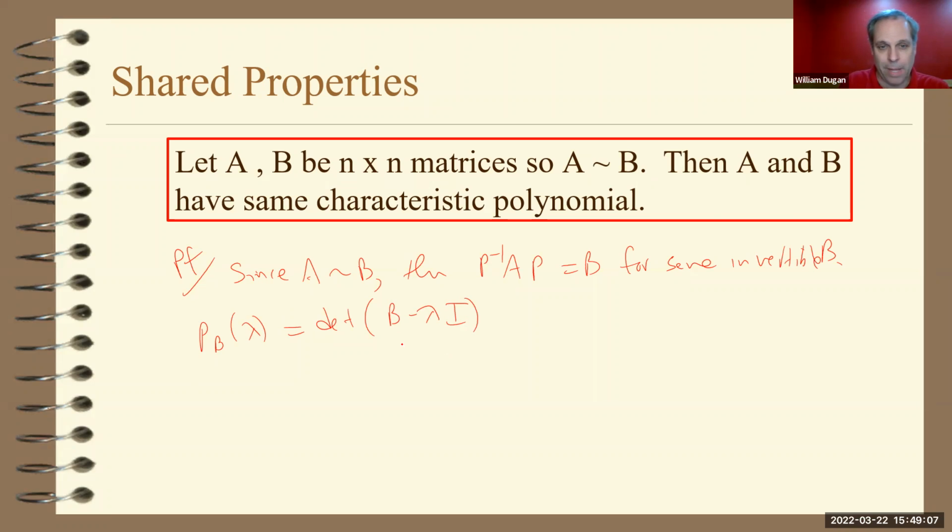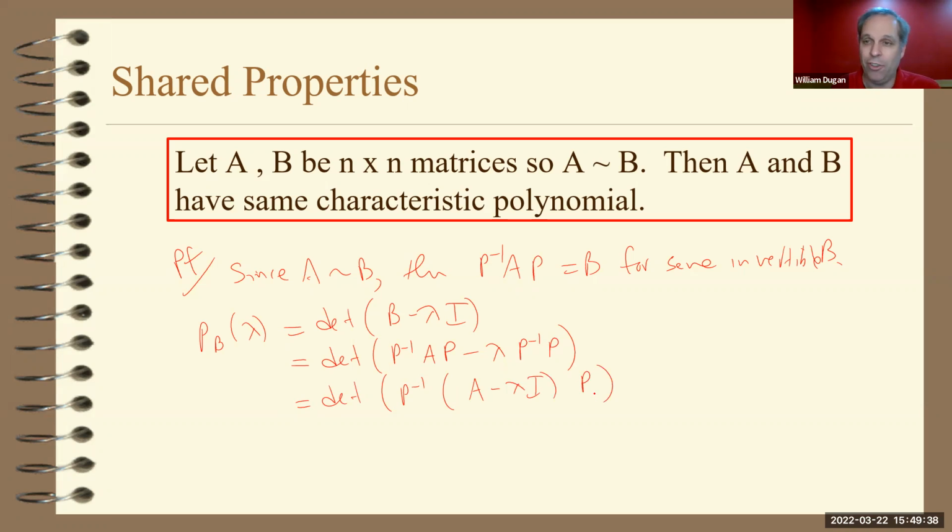But that's the same as writing this. That's the determinant of P inverse times A times P minus lambda times I. But I can be written as P inverse times P. But then that's the same as writing the determinant of P inverse times A minus lambda I times P. Just do the multiplication all the way through, you'll see it's the same.